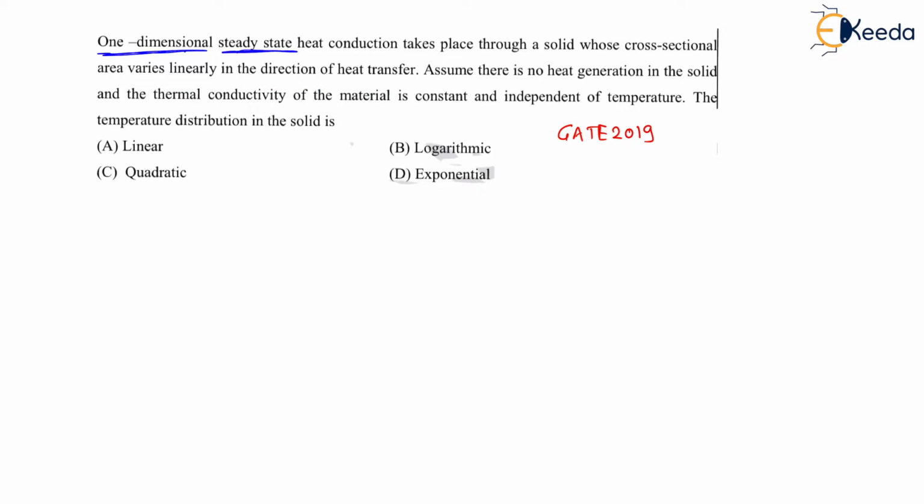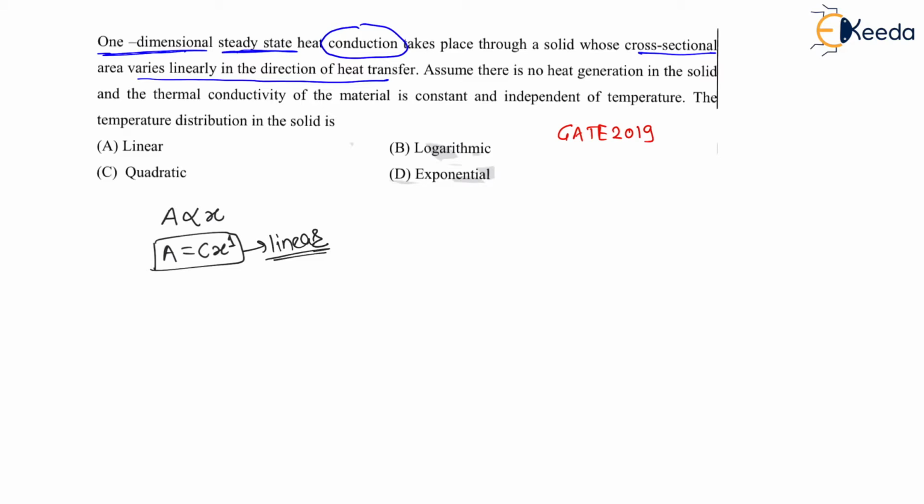Now, my dear students, there is a conduction, right? One directional steady state conduction through a solid, in which the cross sectional area varies linearly in the direction of heat transfer. Let us say the heat transfer is along x direction. Therefore, area perpendicular to that direction is directly proportional to x. Therefore, area is equal to some constant into x. This is the relation given. It is a linear variation. That is, area is directly proportional to x power 1, means it is a linear variation between x and area.